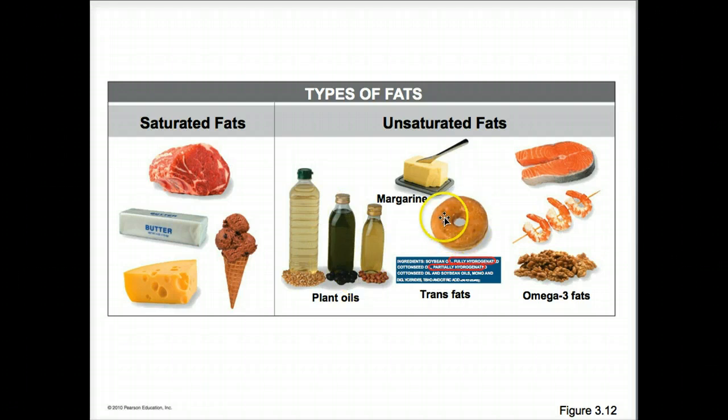Fats, like for example, the shortening that was probably used to fry this donut. On the container, it usually says fully hydrogenated or partially hydrogenated. When you see that word hydrogenated, that means it has some unhealthy trans fats. You probably just want to stay away from those types of foods.